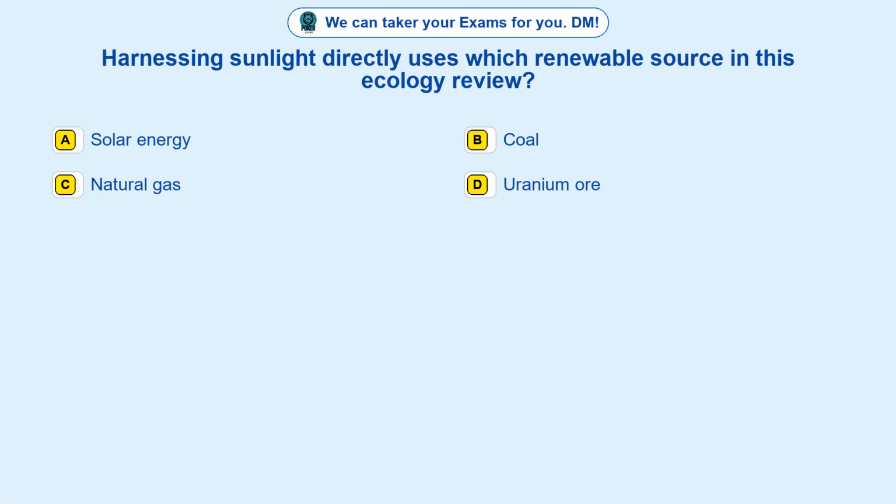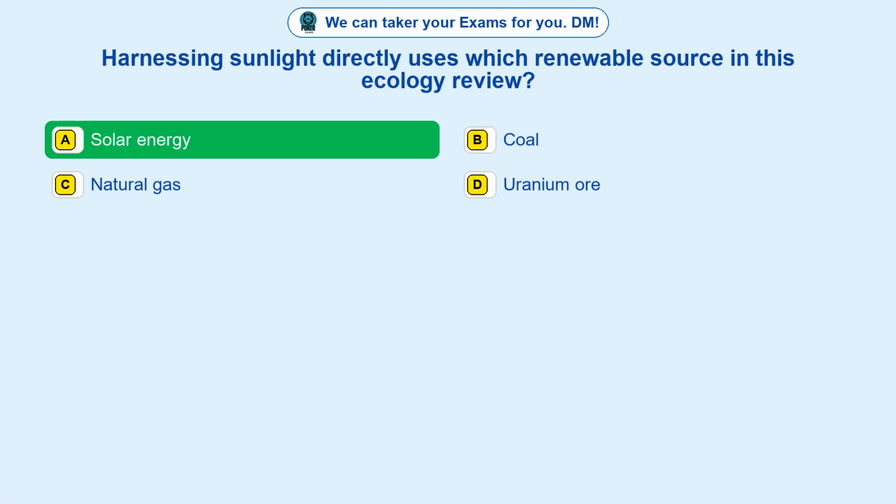Question 98. Harnessing sunlight directly uses which renewable source in this ecology review? Option A, solar energy. Option B, coal. Option C, natural gas. Option D, uranium ore. The correct answer is option A, solar energy.